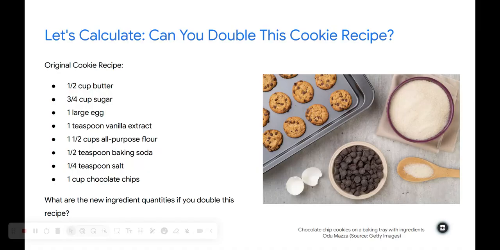1 large egg is going to be 2 eggs. 1 teaspoon of vanilla extract, that's going to be 2 teaspoons. We have 1.5 cups of all-purpose flour. To double it, we're going to need 3 cups. 1/2 teaspoon of baking soda will now be 1 teaspoon of baking soda. 1/4 is converted to 1/2 of a teaspoon of salt. And then we're going to make this recipe 2 cups of chocolate chips instead of 1 cup.